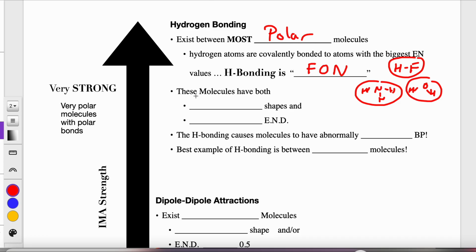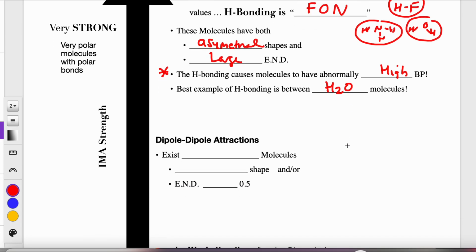And what happens is that these molecules tend to have asymmetrical shapes, meaning their shapes are lopsided, and they tend to have large electronegativity differences. H bonding, this intermolecular attraction, is so strong that it causes the molecules to have abnormally high boiling points. Okay? The best example of hydrogen bonding is between water molecules, because that would be the one substance we see a lot of.